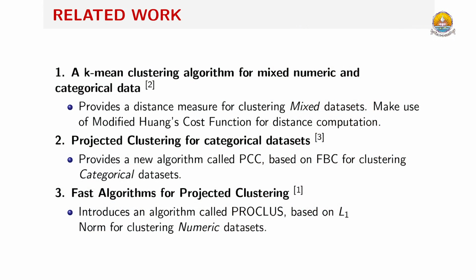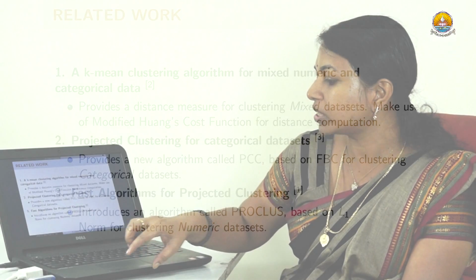We have referred to various papers, however these three are our main reference papers. One is the k-means clustering algorithm for mixed numeric and categorical data by Ahmed. Here they provide a distance measure for clustering mixed datasets, making use of a modified Huang's cost function. Another is projected clustering for categorical datasets, wherein they have come up with a new distance measure, but their intention was projected clustering, that is subspace clustering. Similarly, there is another algorithm which is also for projected clustering. However, there is a typical phase of finding the medoids, so we have chosen that phase in our proposed clustering analysis.